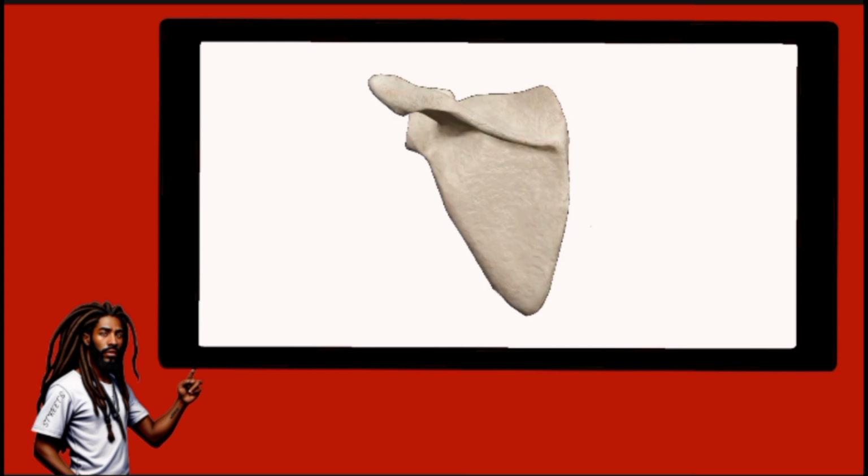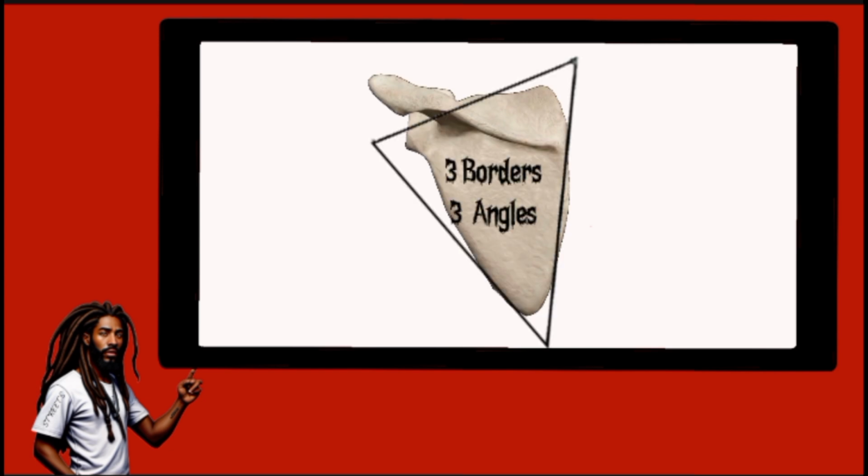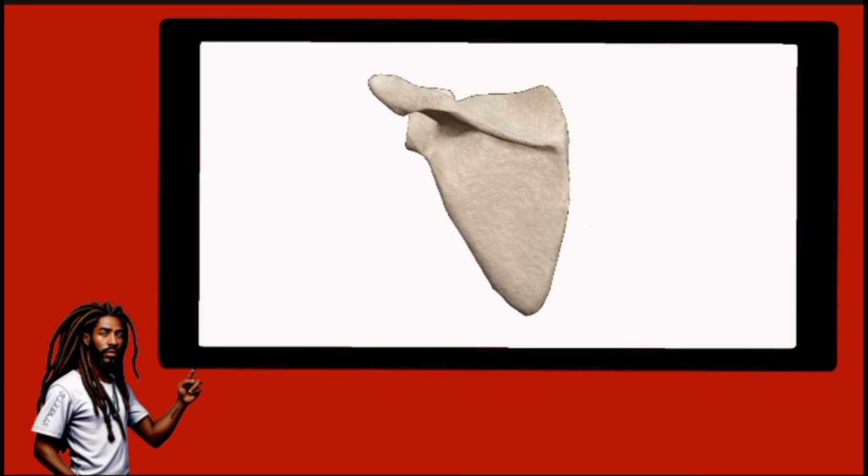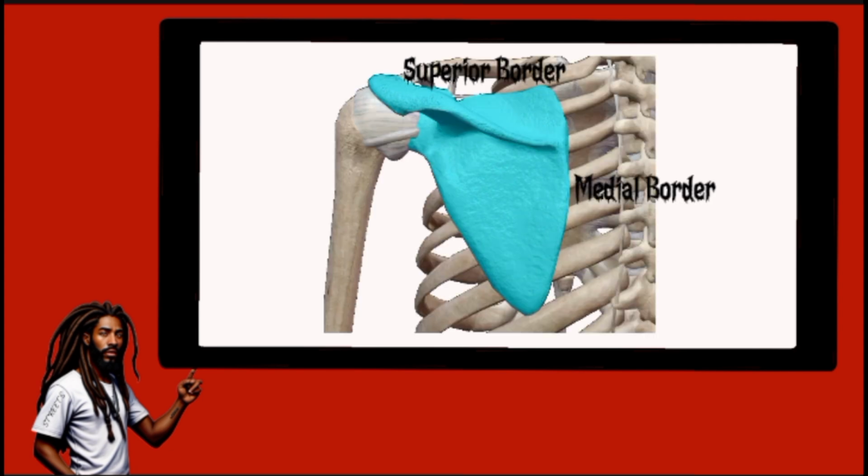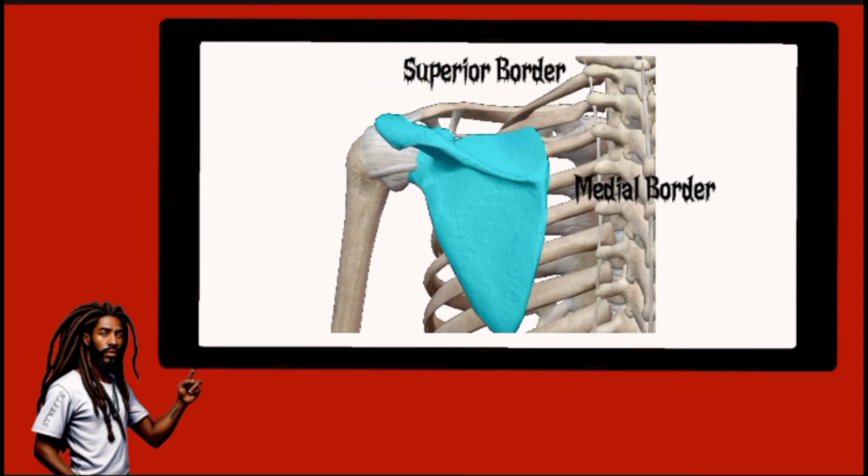So just like every other triangle, there are three borders and there are three angles. So these three borders now, you dey see the one wey dey up here. This is the superior border. The one by the medial side is the medial border. You see it is medial because it is towards the center. Then we have the one that is by the lateral side, which is the lateral border.